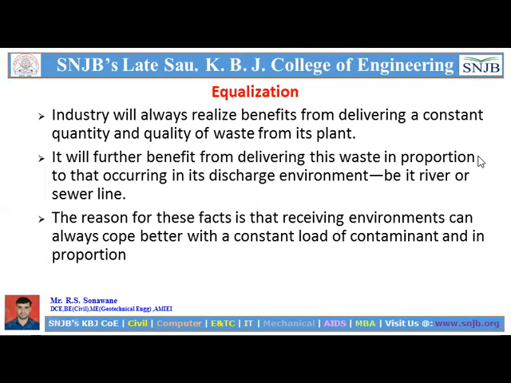and in a proportion. So equalization is the release of water of constant quality from its manufacturing plant, and it further benefits by delivering the wastewater proportionally in the sewer line. This fact is very important environmentally, as the environment copes better with a constant load of contaminant in proportion.